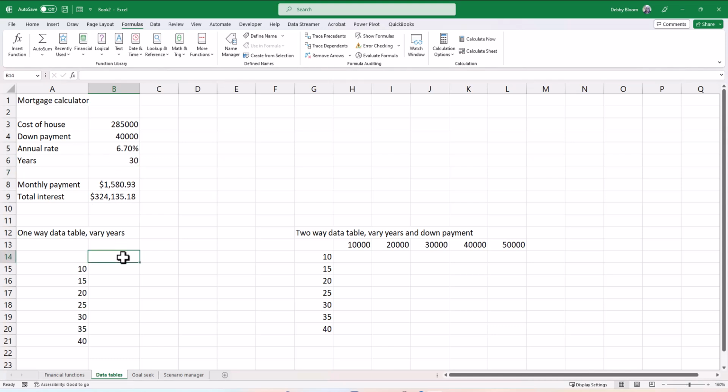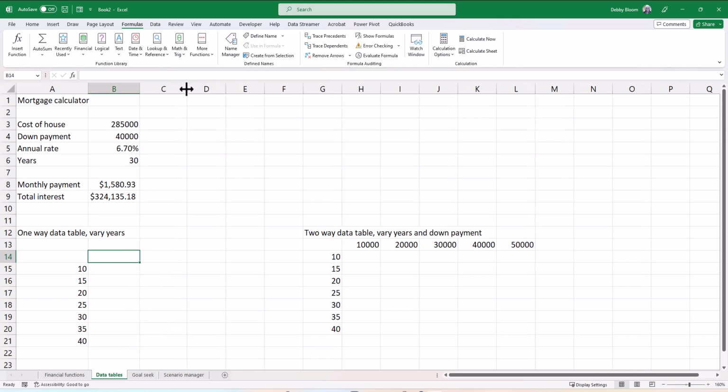So that's basically what the data table does. So with a one-way data table, I want the monthly payment to appear in the second column, and I want the total interest paid to appear in the third column. So to do that, I'm going to do equals, and I'm going to click on the monthly payment formula, the PMT function. Now I could put the PMT function right there, but to me it's easier to create it someplace else and then to make a reference to it.